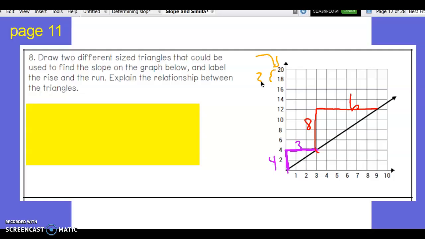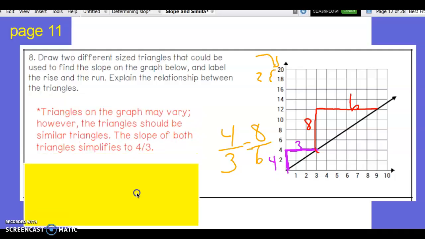So if I look at the slope of the purple one, my slope is 4 over 3, rise over run. If I look at the slope of my red one, my slope is 8 over 6, which is the same thing as also 4 over 3. So the relationship between the triangles is that they are similar triangles because they both give us the same slope of 4 over 3.